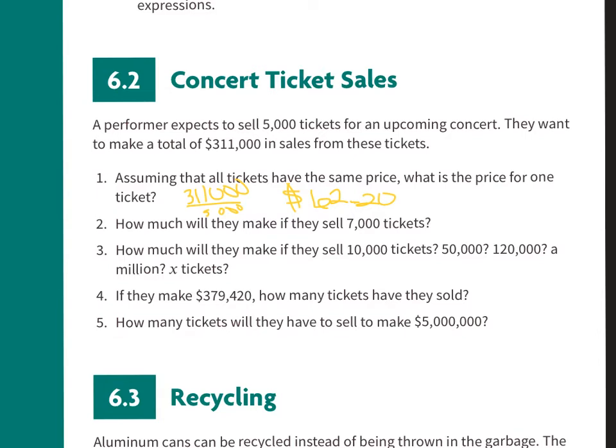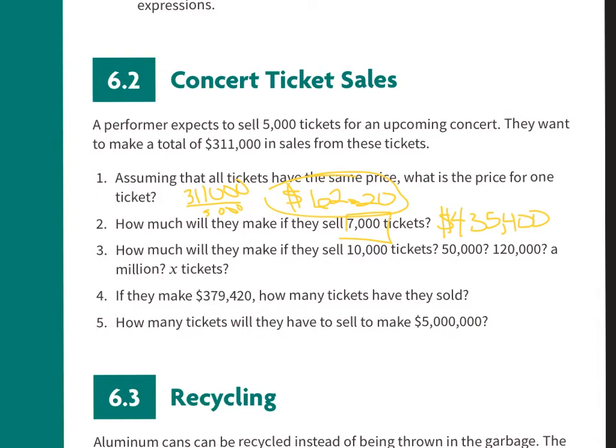How much will they make if they sell 7,000 tickets? So now I'm just going to take my constant of proportionality, 62.20, and I'm going to multiply it by 7,000 tickets. So 62.20 times 7,000 gives me 435,400. So $435,400.